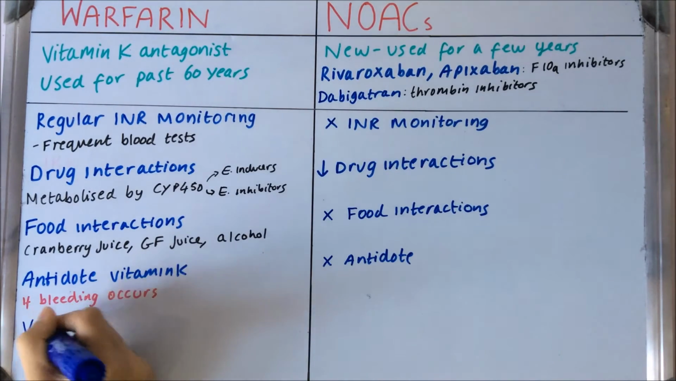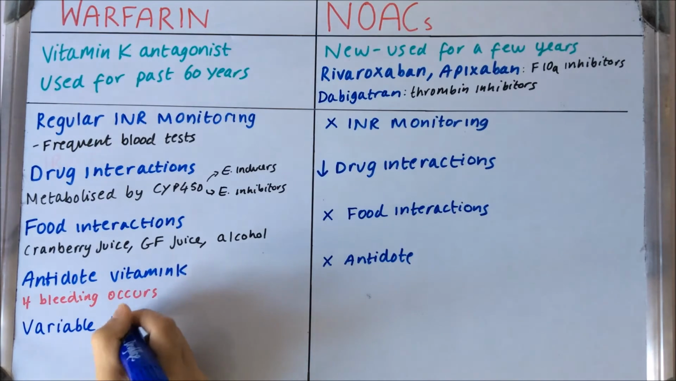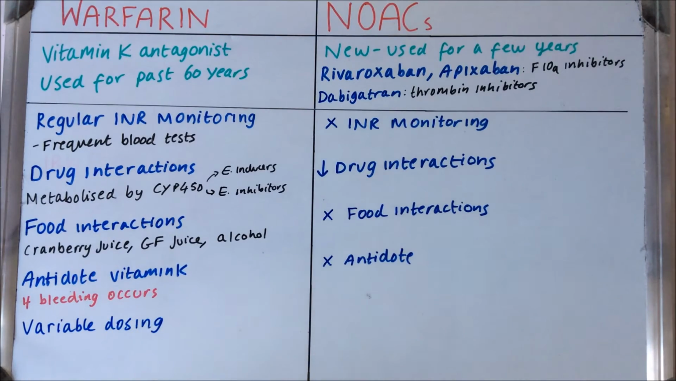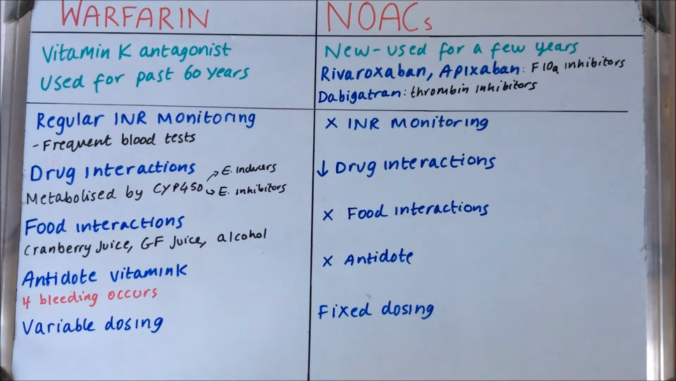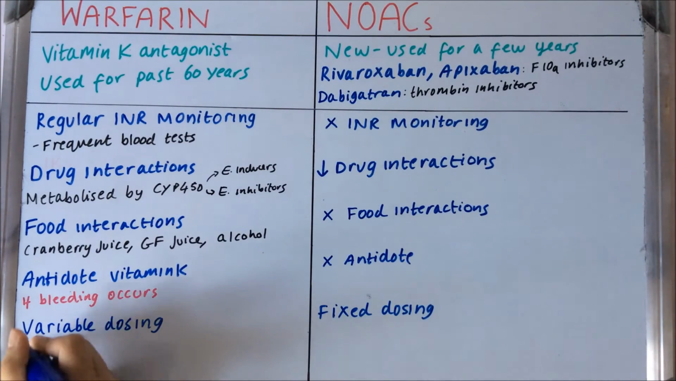Warfarin has variable dosing, so the dosing changes according to each patient. For example, there will be different dosing for a patient if they have renal failure. Compared to this, NOACs have a fixed dosing, which makes it easier to prescribe for each patient.